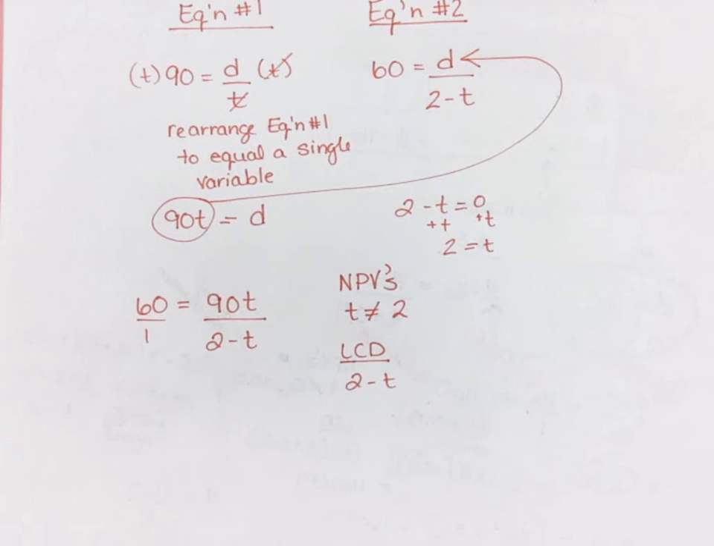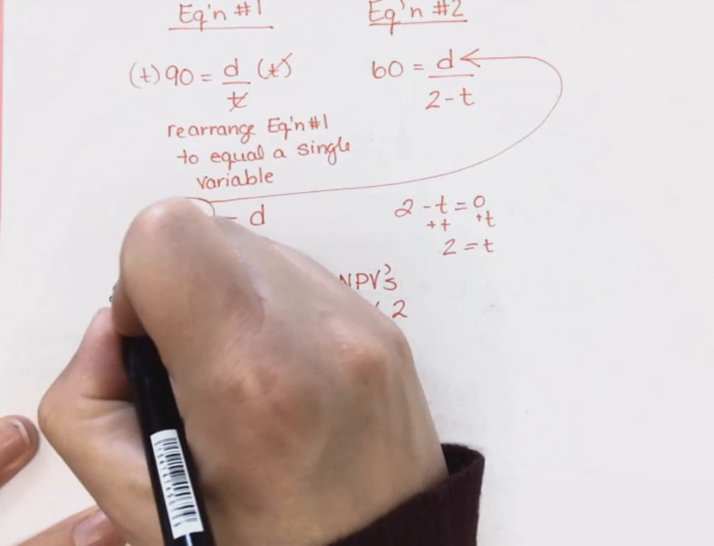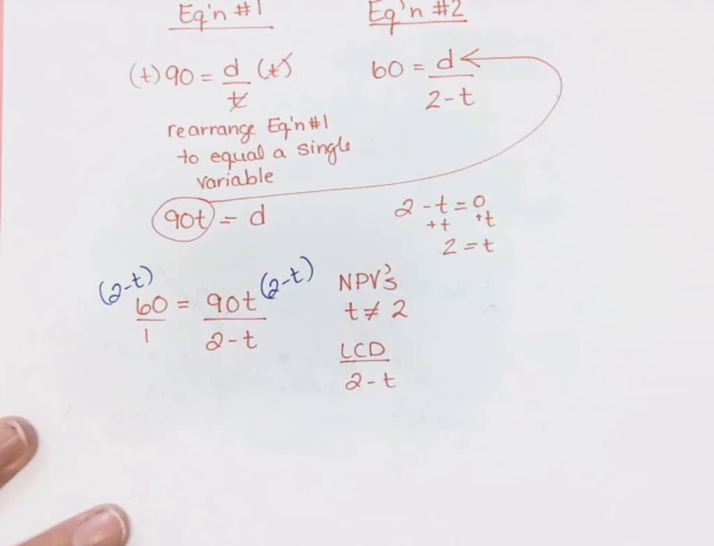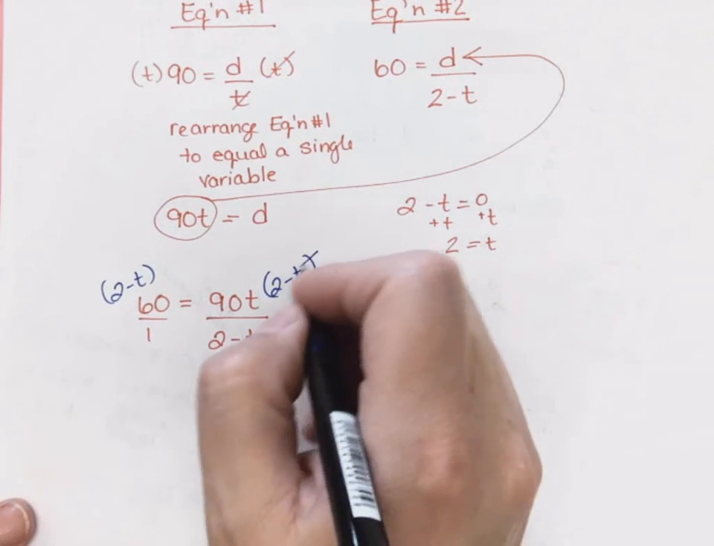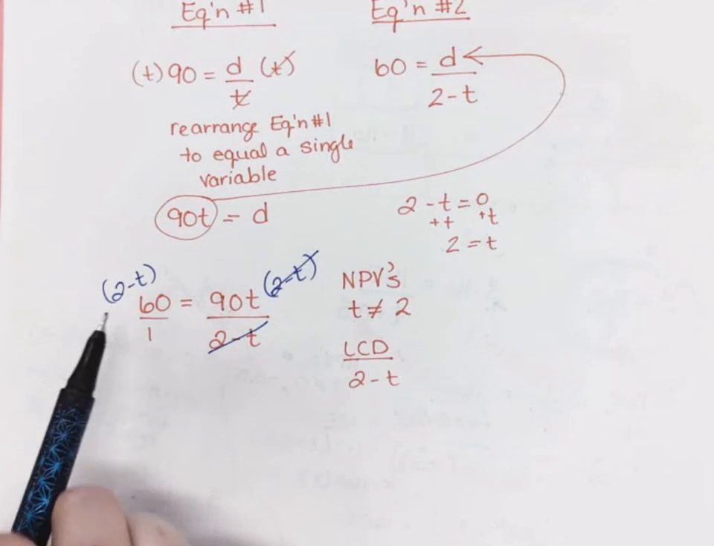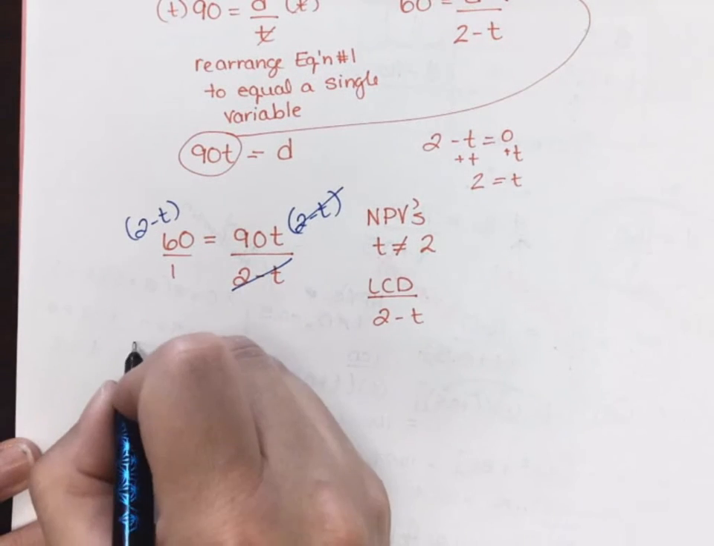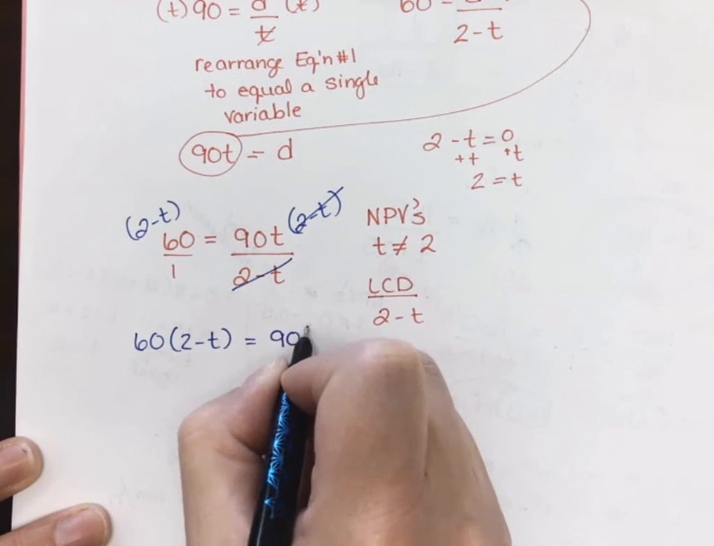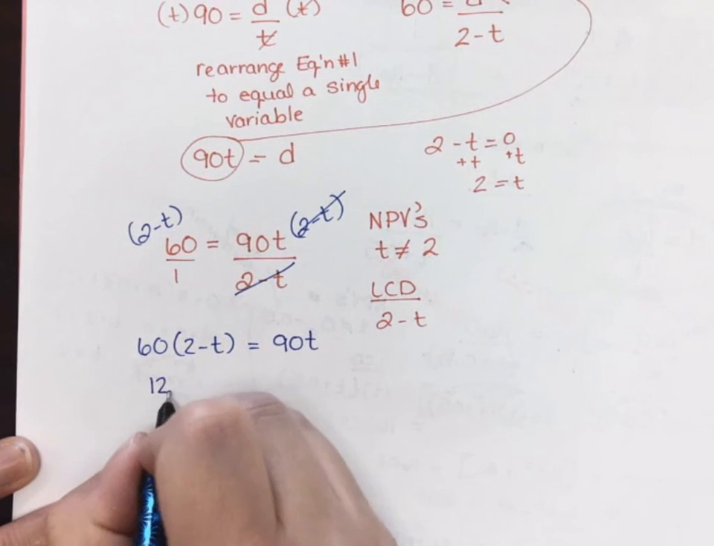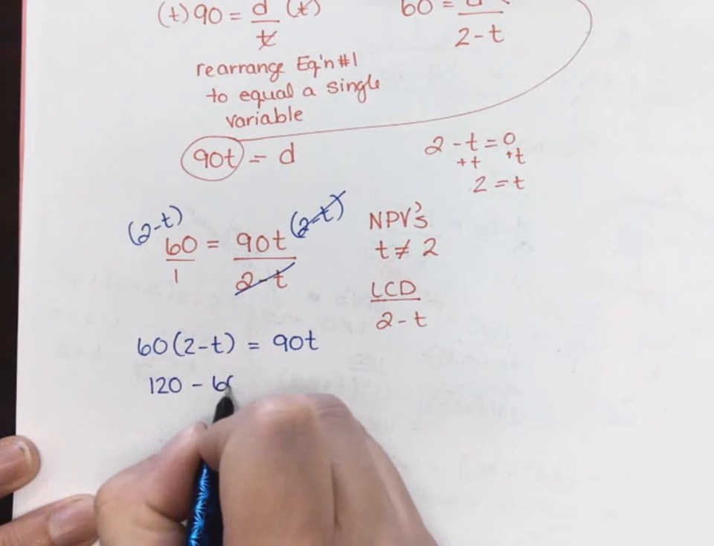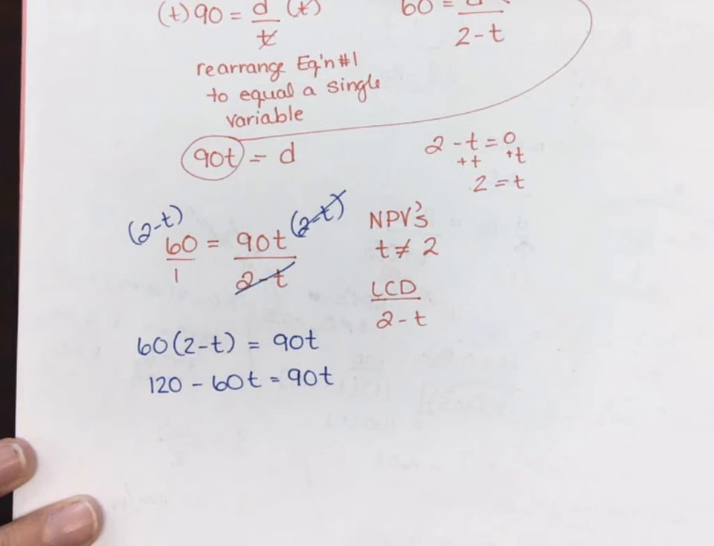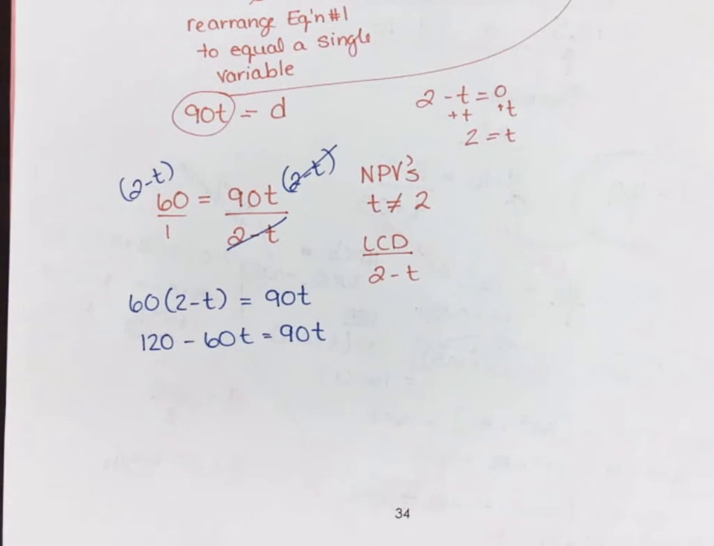So that means we're going to take the LCD and we're going to times tops only by all the terms. And then we're going to cancel out stuff. This side, nothing gets canceled. So it's going to be 60 times 2 minus t equals 90t. So we're going to have 120 minus 60t equals 90t.